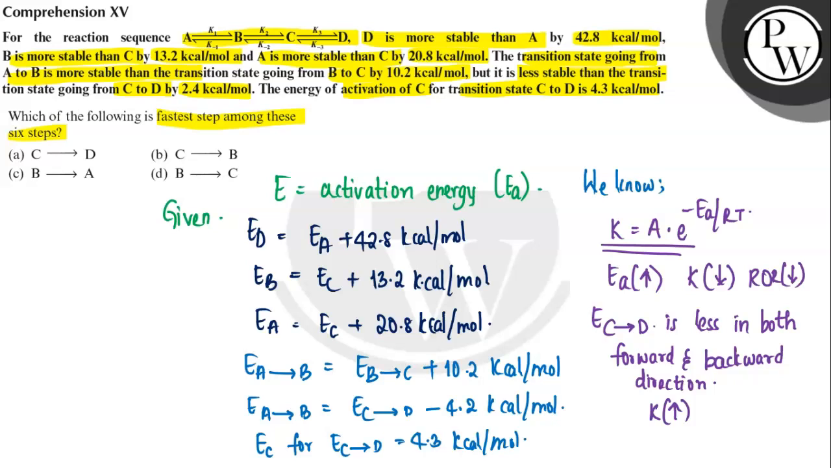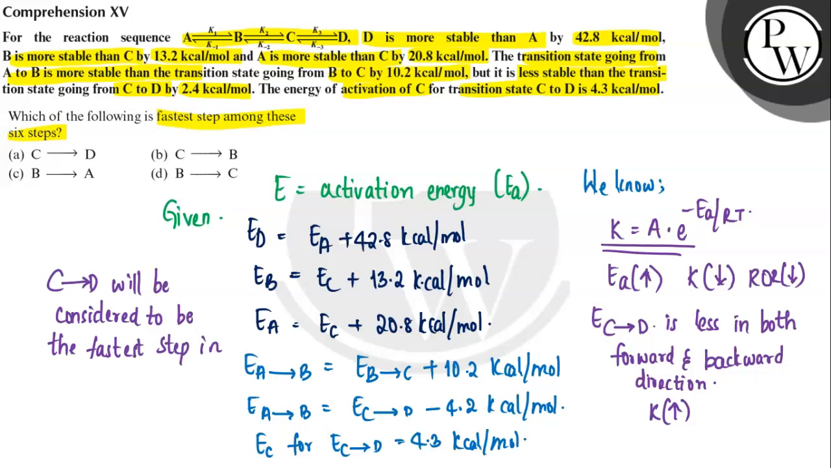तो C2D will be considered to be the fastest step in both forward and backward directions, right. तो हमारी ऑप्शन होगी ऑप्शन A, C2D is the correct answer.